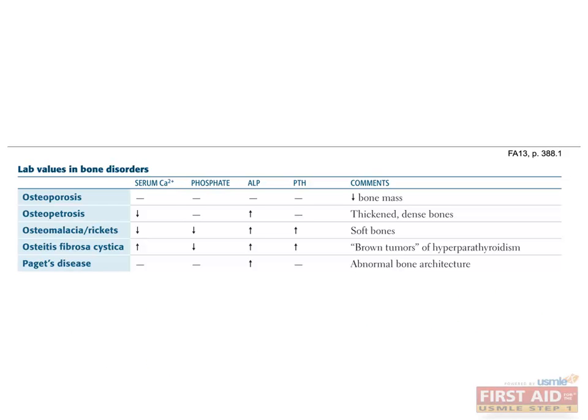Osteitis fibrosa cystica is the name of the bone disease that accompanies hyperparathyroidism, as you'll remember from the endocrine lecture. Here, you'd expect that your initial lab value, PTH levels, will be elevated because that's the basis of the disease. This in turn causes an inappropriate increase in levels of calcium and a loss of phosphate. You'll also see an increase in alk phos.